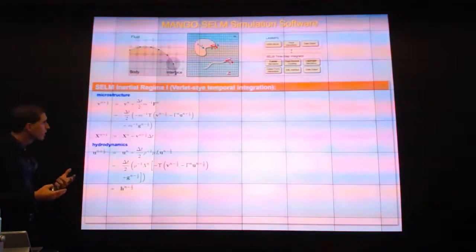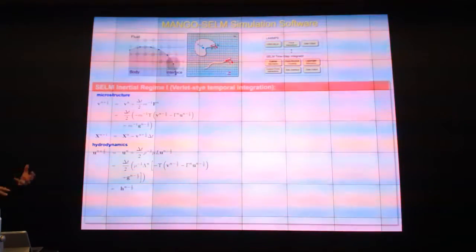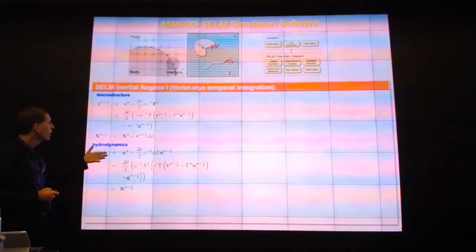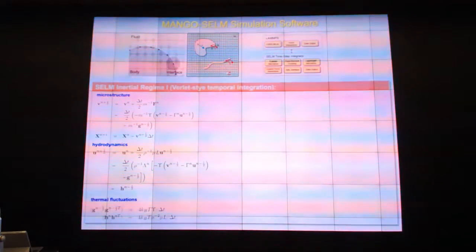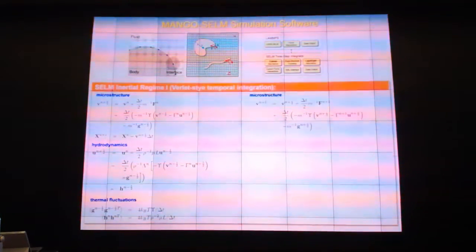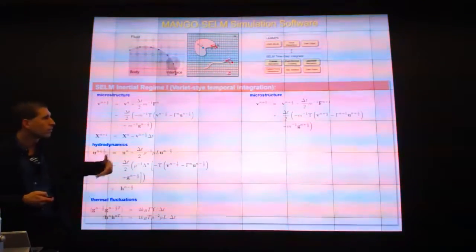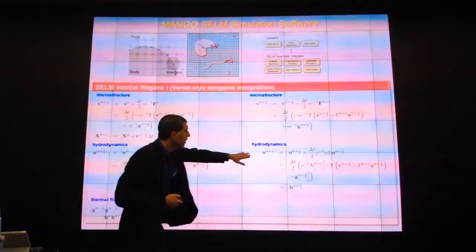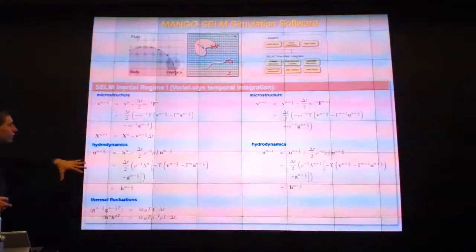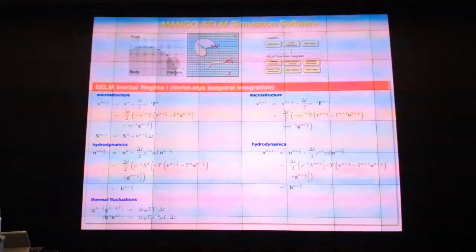Verlet is typically done for systems which conserve energy. This is a dissipative system, so there's a little bit of thought that had to go into how to manage the stochastic forces and the drag terms in a way that gave good results. I won't say too much about it, but here's just the way that we drive the system thermally. We then update the microstructure, the remaining half step, to get our n+1s and our hydrodynamics, and repeat this loop. So this is basically what's going on for the inertial SELM regime.